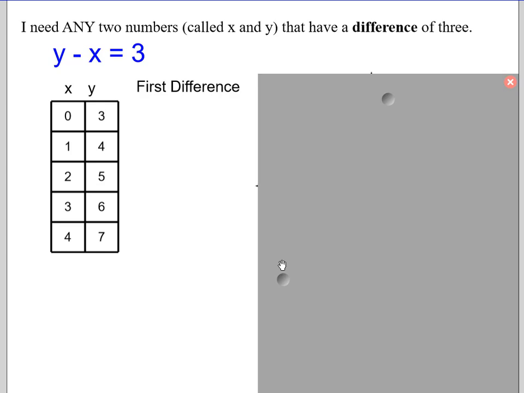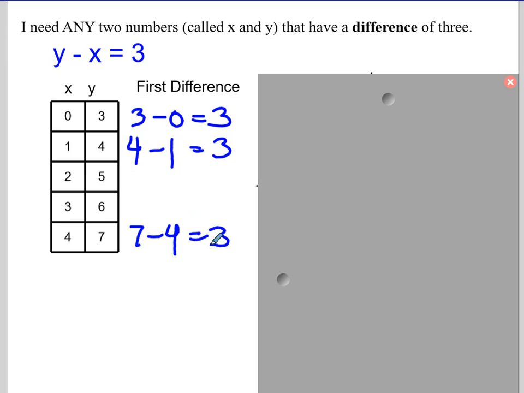Okay, so I just picked x values from 0 to 4, and then I figured out what the y values are that go with that. So if you notice, if I looked at 3 minus 0, that's a 3. 4 minus 1, that's a 3. And I can carry on and do all the rest. The last one would be 7 minus 4, that's a 3. So the relationship between y and x, they have a difference of 3.